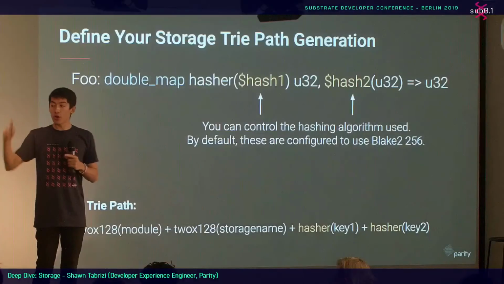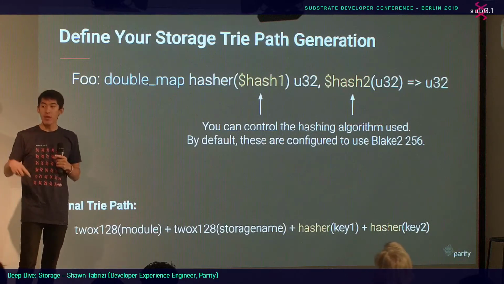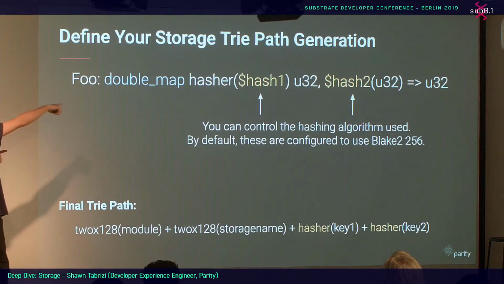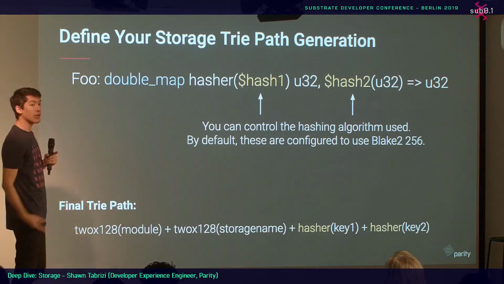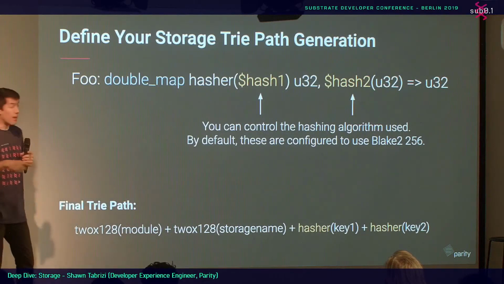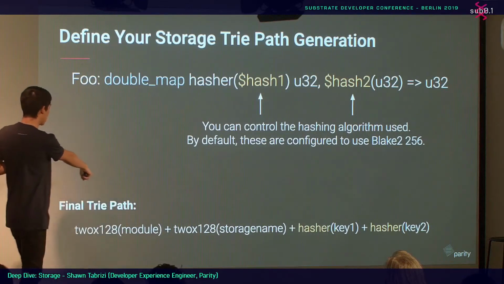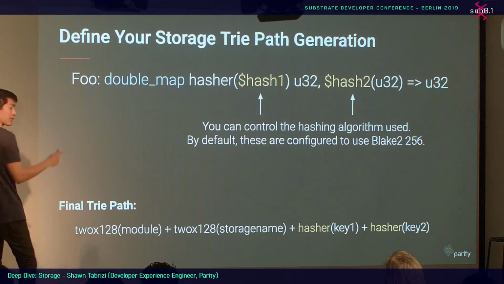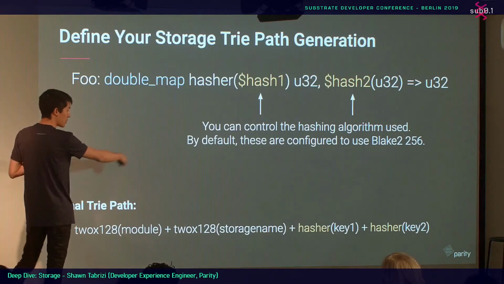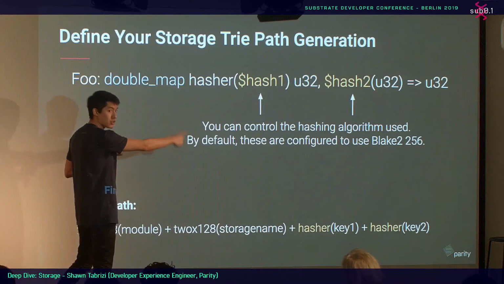Okay, you can also, using our friendly APIs in the declare storage macro, define the storage tree path generation. Here's an example of what you would write in your declare storage macro for a double map. You're allowed to use different hashing algorithms depending on your needs. If you define something like this in your code, the final tree path will be the hash of the module, concatenated with the hash of the storage name, concatenated with the hasher you choose on key 1, and then concatenated with the hasher you use on key 2.